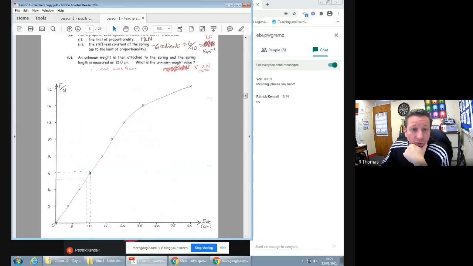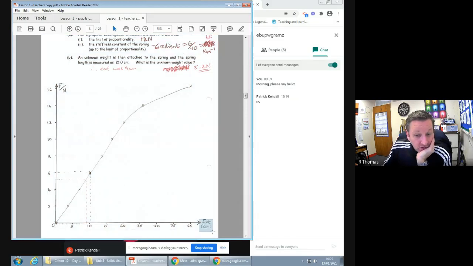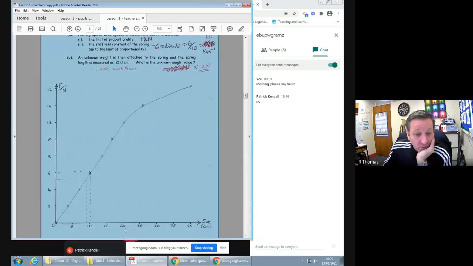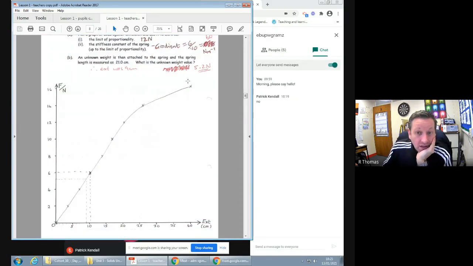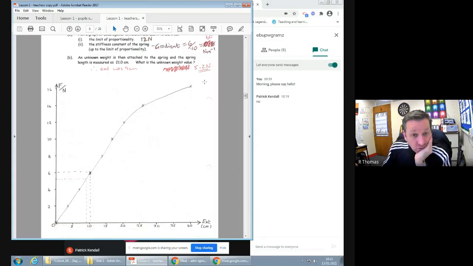And then work out the stiffness constant at this limit of proportionality. So here we're working out the gradient. So from here to here, change in height is 12, change in length is 20. You need to be careful here though. The units is in centimeters. So I would have to change that to 0.2 meters. And I get a stiffness constant of 60 newtons per meter. Right, I'm sure you can all do that.